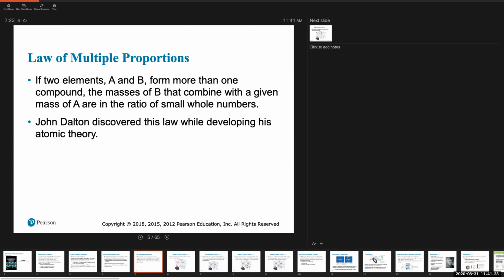And so that tells us that when we form a compound, whatever it is, that formula is always going to be the same, and we're not going to have partial numbers, half numbers, third numbers, things like that. So these three laws were the basis of Dalton looking at them and coming up with an atomic theory based on what he observed and others observed.